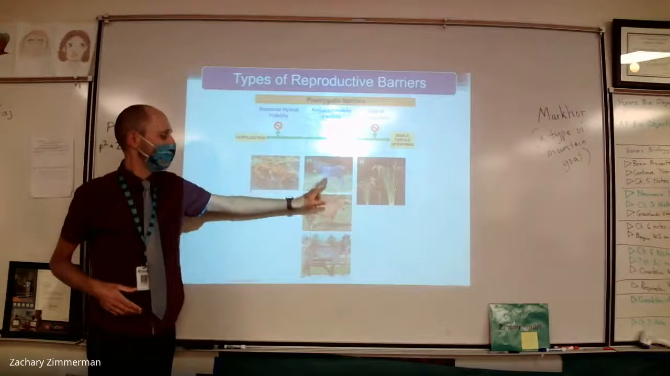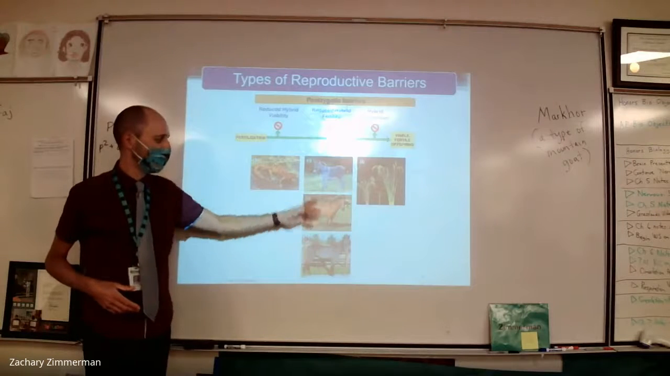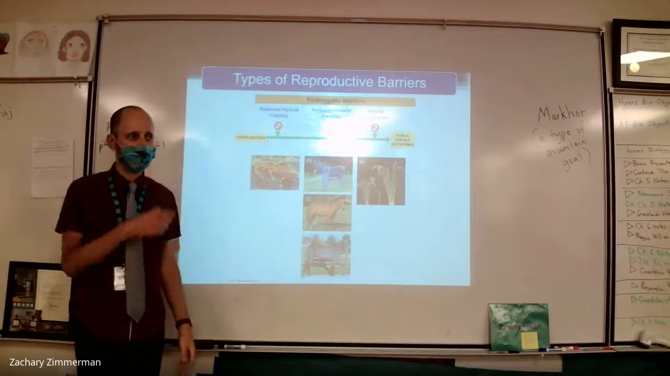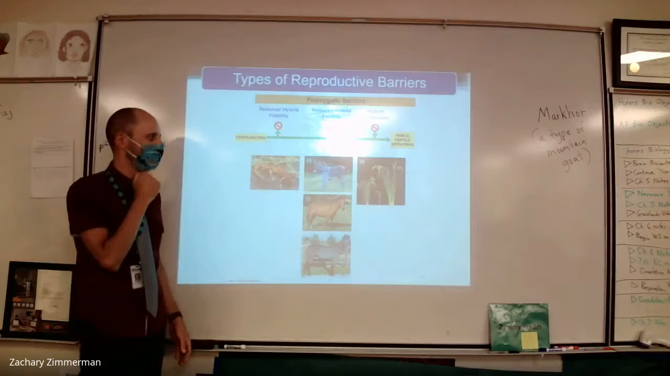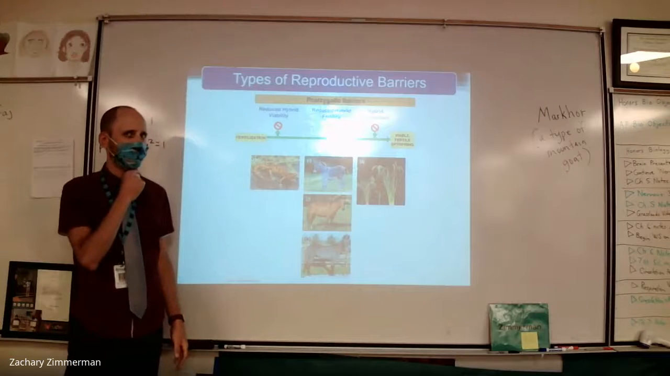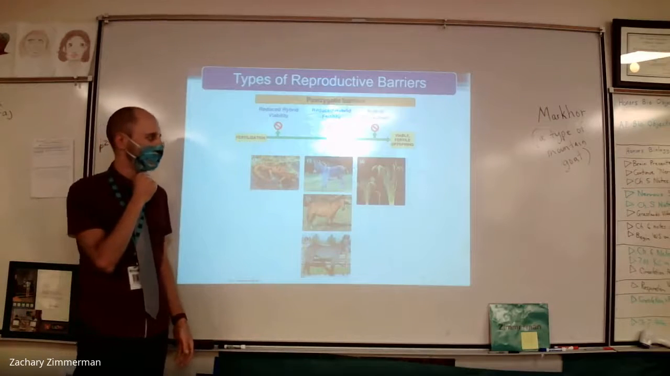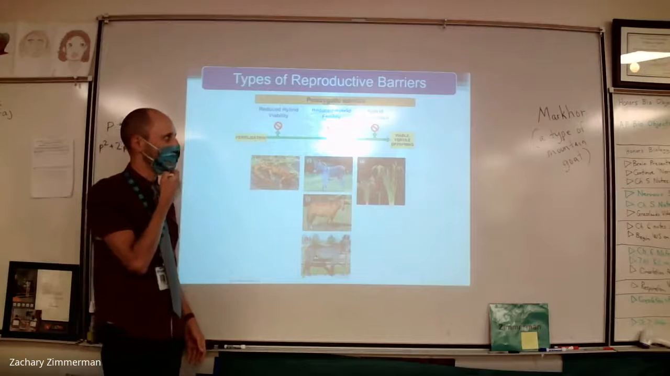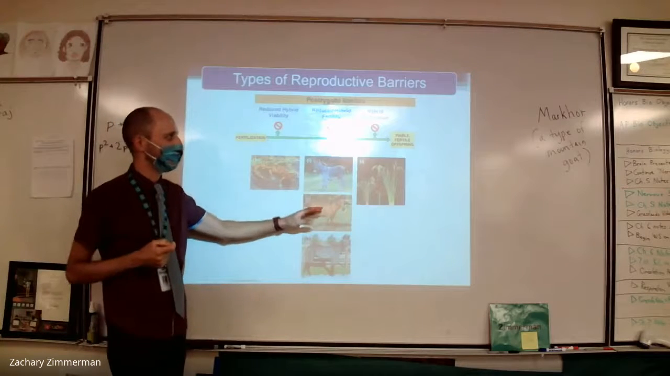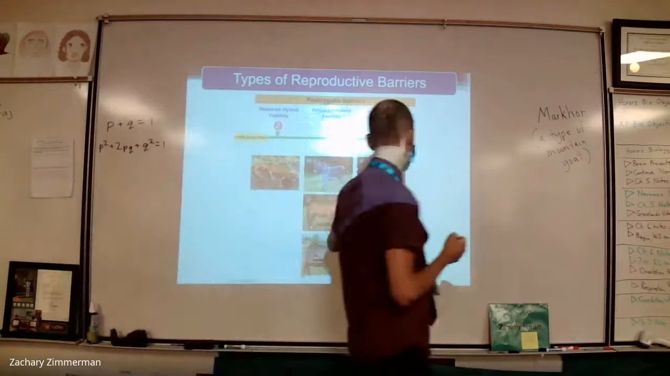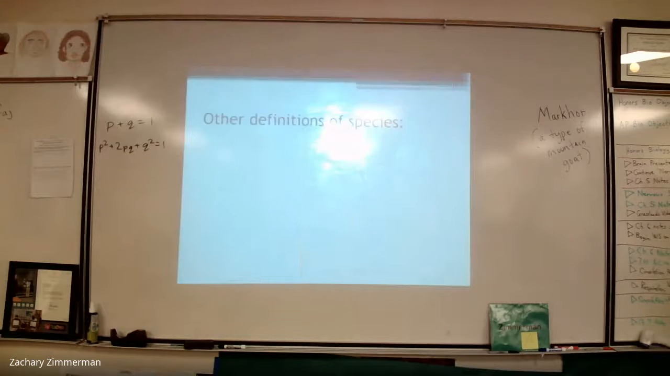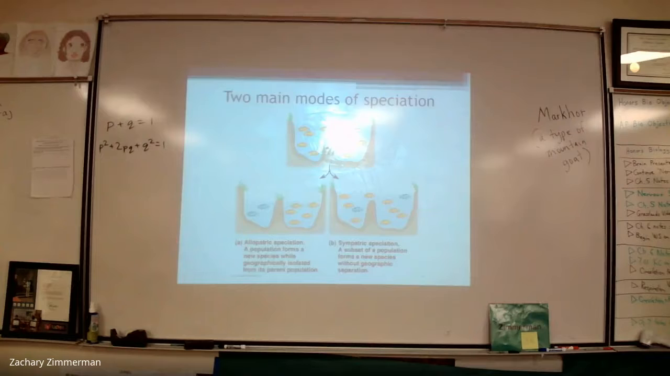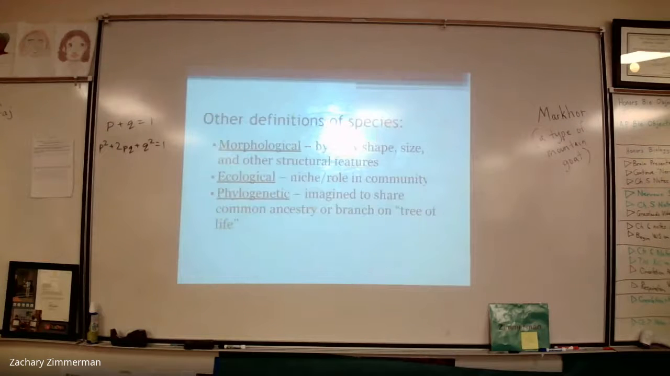Reduced hybrid fertility. So this is the case with some species of horses, mules, donkeys. It's actually a myth that all mules are infertile. Some of them can reproduce, but some of them have some difficulty doing that. So that's an example of reduced hybrid fertility. Hybrid breakdown. So that's when the hybrids over time may end up not being able to reproduce or produce viable offspring.